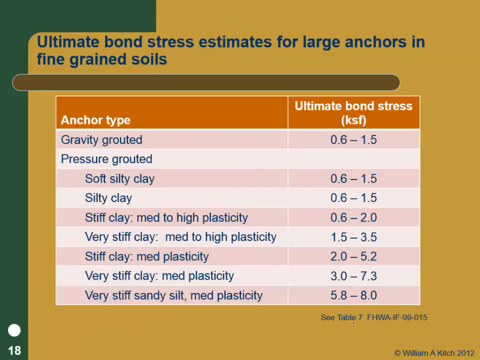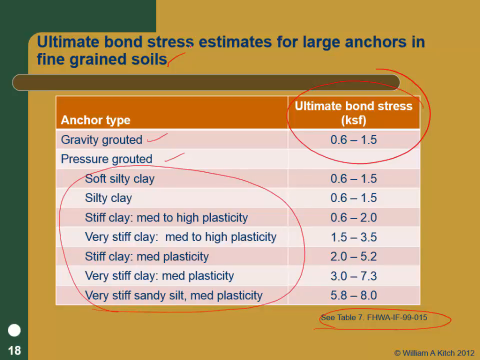Now, for large anchors, we're going to estimate our bond strength as a stress that we're going to generate around the outside of the grouted region. So now we're going to have to know the diameter of the bonded region as well as its length in order to estimate it. For the higher capacity systems, we're going to be specifying our bond stress in KSF. They could be specified in MPa, but for U.S. units, they're in KSF. Again, this comes directly out of your FHWA manual, and those are the bond stresses for gravity grouted systems and for pressure grouted systems for these different kinds of materials. This is all for fine grain soils.